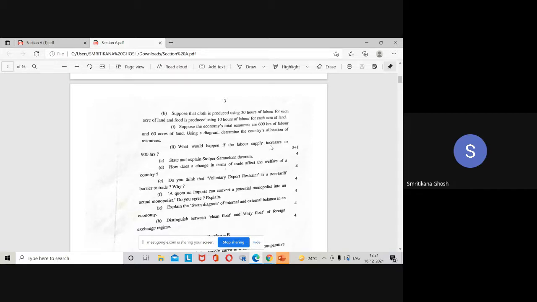Now, question D. How does a change in terms of trade affect the welfare of a country? Terms of trade. How does a change in terms of trade affect the welfare of a country? Follow.